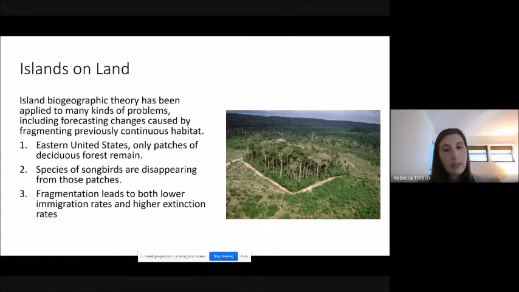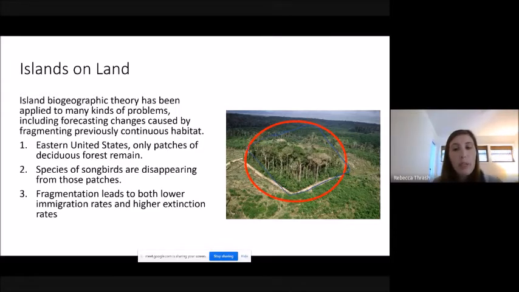So this theory has some other applications, not just about pieces of land that are found in the ocean. We often think about this as islands on land. And this is especially important with habitat fragmentation due to human impacts. So when we look at forests that have been fragmented, like this one here, you have a standing area of trees that are surrounded by open areas.